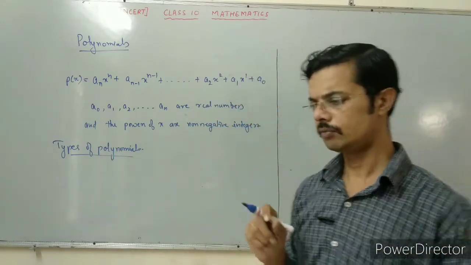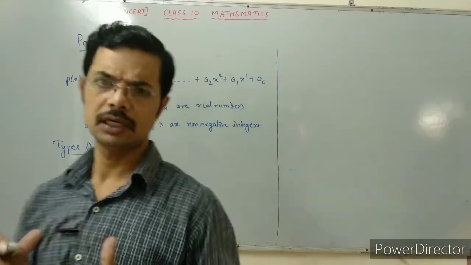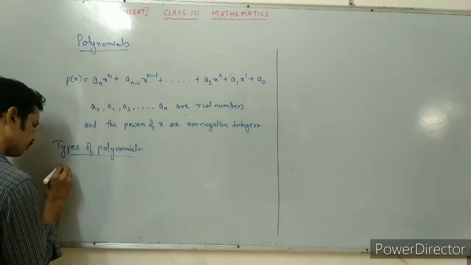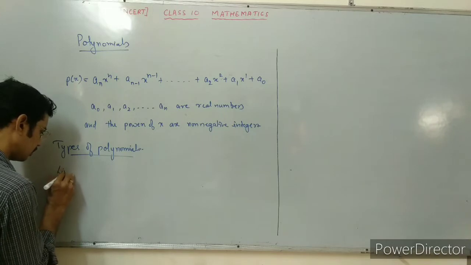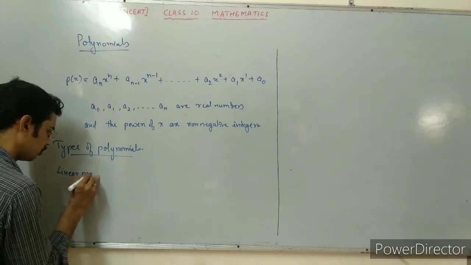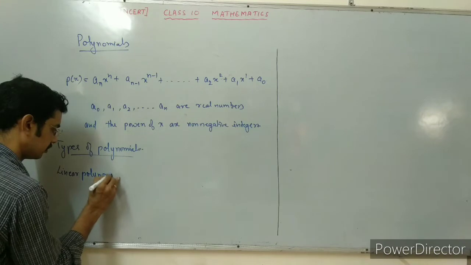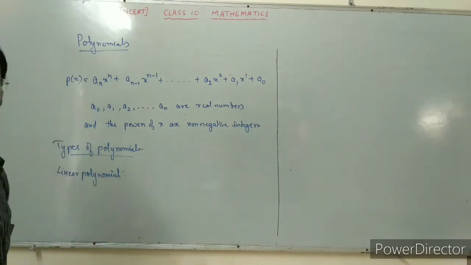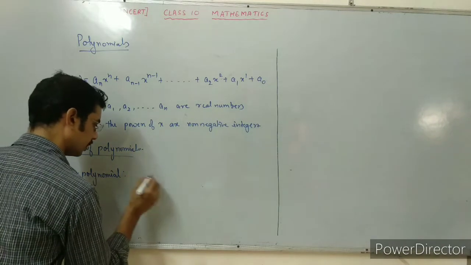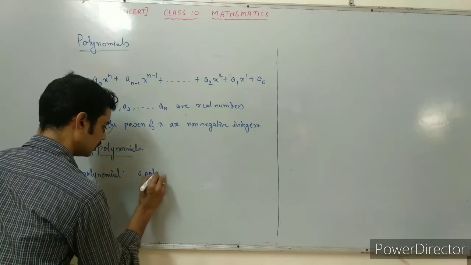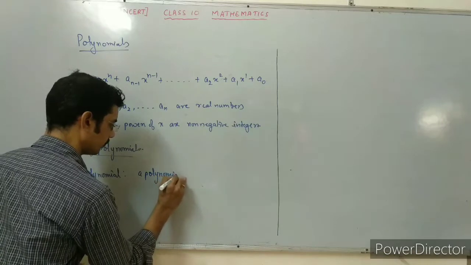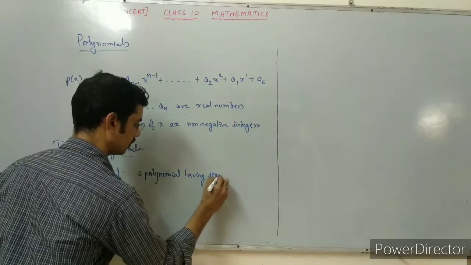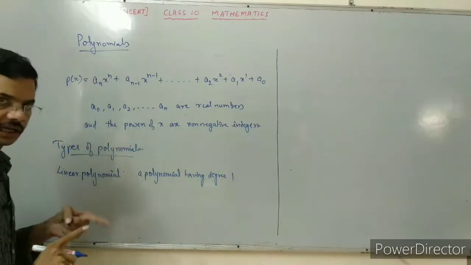So here for some special cases we will be giving names. So for example, say linear polynomial. It is a polynomial having degree 1. It is a 1 degree polynomial.